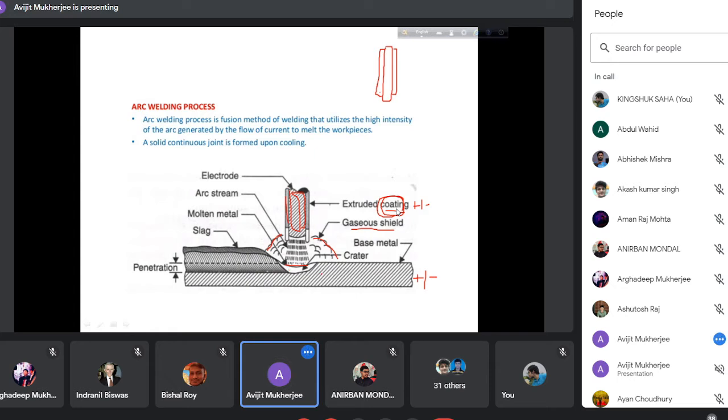As a result, this alloying effect will be accomplished. The base metal will get some costlier elements like vanadium, cadmium and chromium. So this is the second advantage: some good quality alloying elements may also be infused with the molten metal. As a result, ultimately the weld quality will be enhanced. Thirdly, there is another advantage.